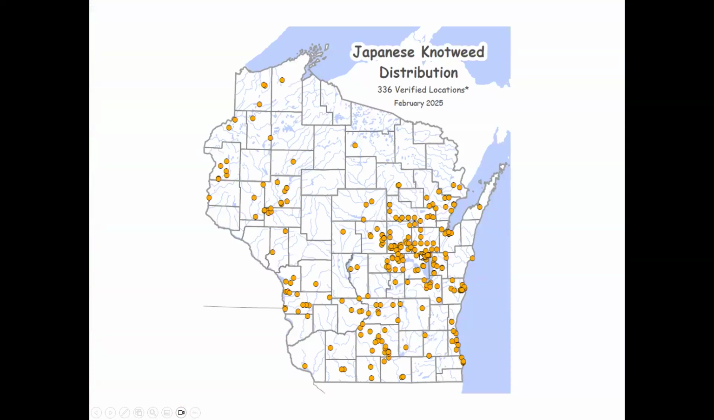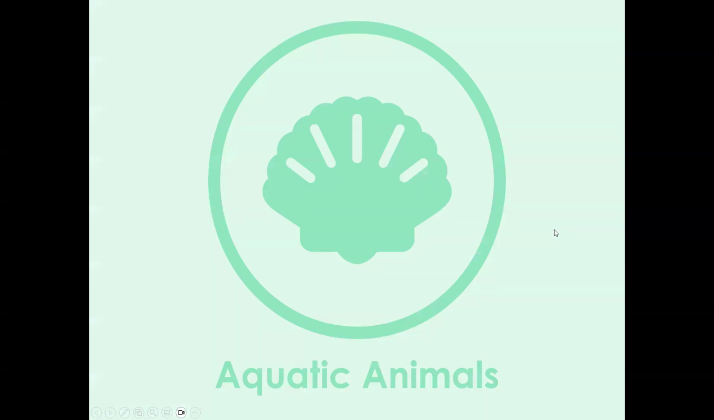And a map of Japanese knotweed across Wisconsin, you can see it's not super widespread in the northern part of the state, but we have portions of the state where it can be pretty common. Then a couple animals to show you. We have a couple invertebrate species to show you.